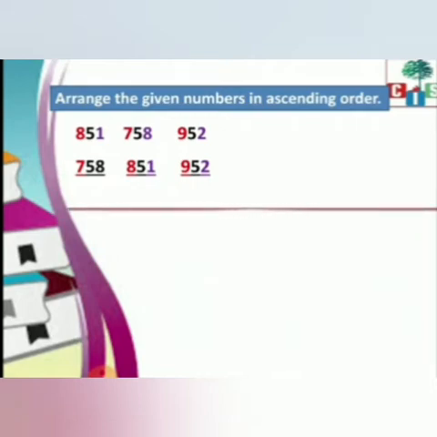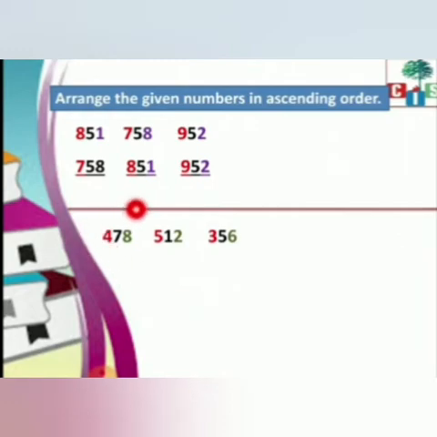Now let us see another example. 478, 512, 356. What we have to do is, we have to find the smallest number and write it first. So look at the 100 place value of each digit.